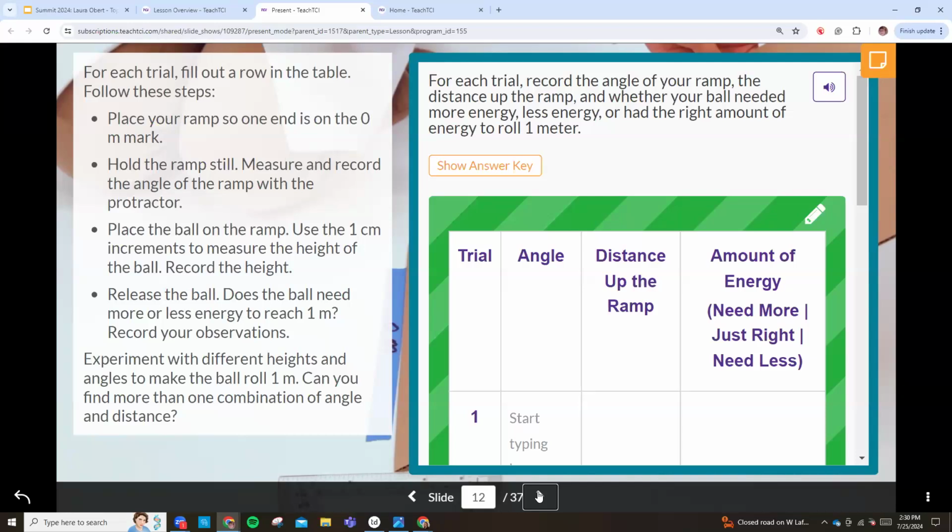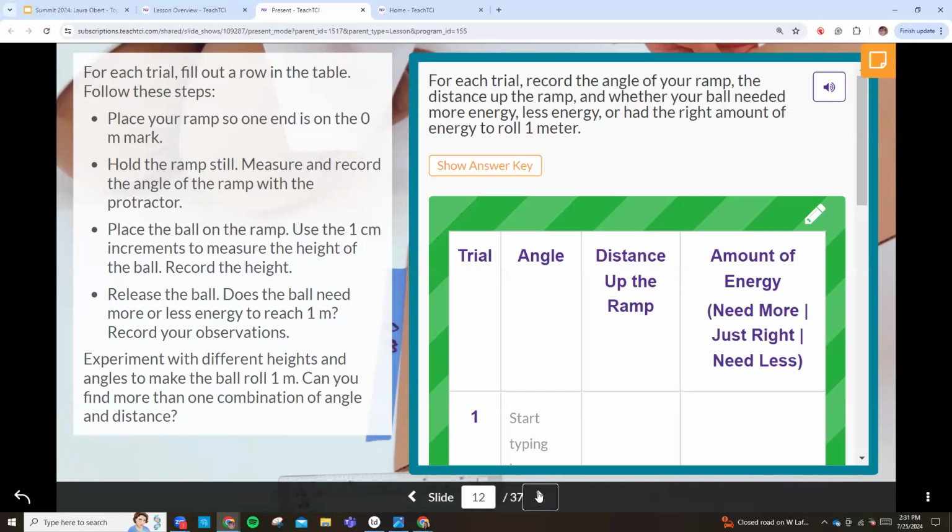As the students do their trials of trying to get that ball to stop at exactly 1 meter, they're making observations and collecting data, identifying: did their ball need more energy, less energy, or was it just right? Did they get it to stop at that 1 meter mark? In this first trial, students are able to adjust 2 different variables. We really want them to manipulate and play and see the relationship between energy and motion.